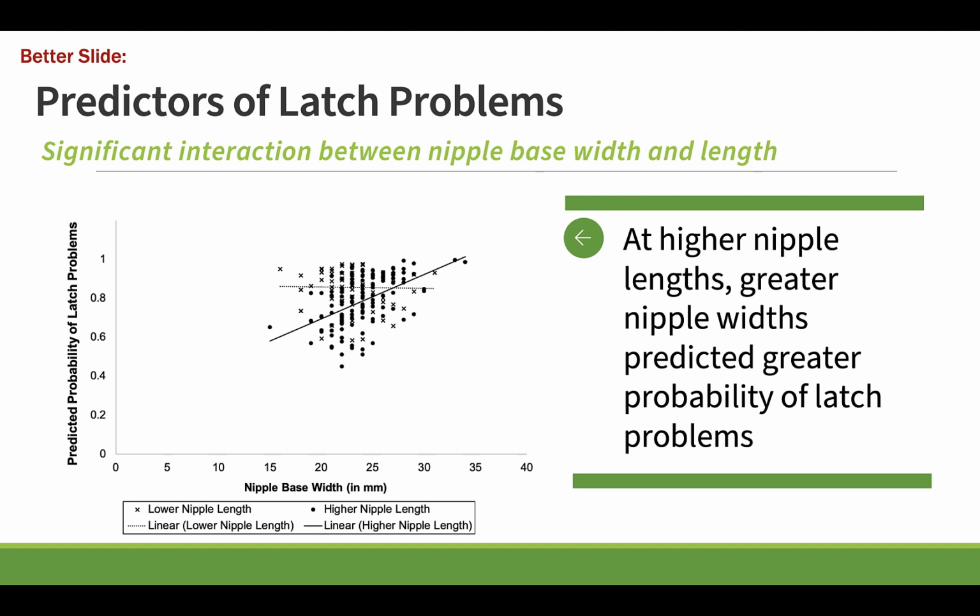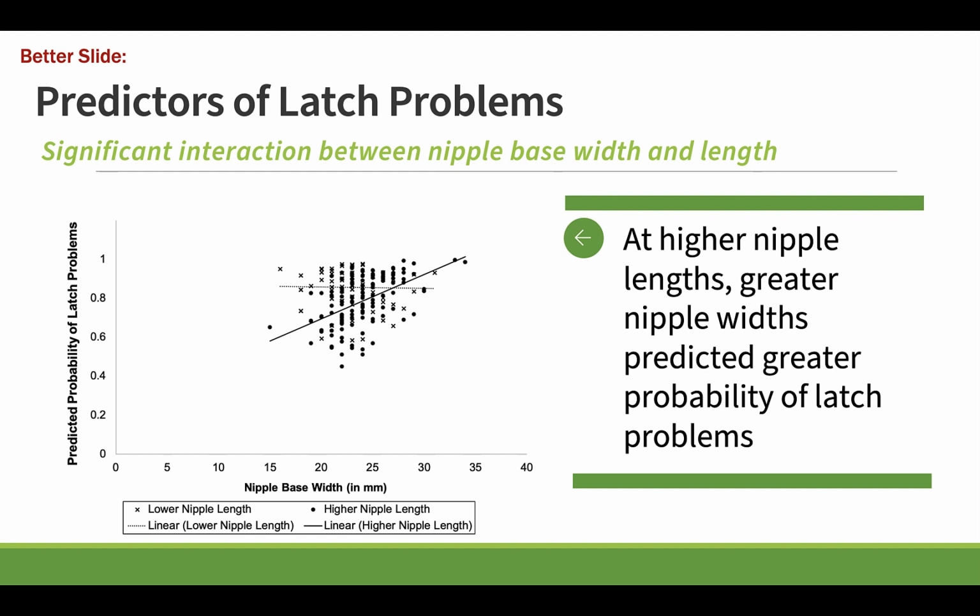Instead of reporting every aspect of the findings that could be gleaned from this figure, we are using images, icons, and big text to very clearly call out that at higher nipple lengths, greater nipple widths predicted greater probability of latch problems. So we more clearly see that when mothers had longer and wider nipples, their babies had a harder time latching onto their breasts.